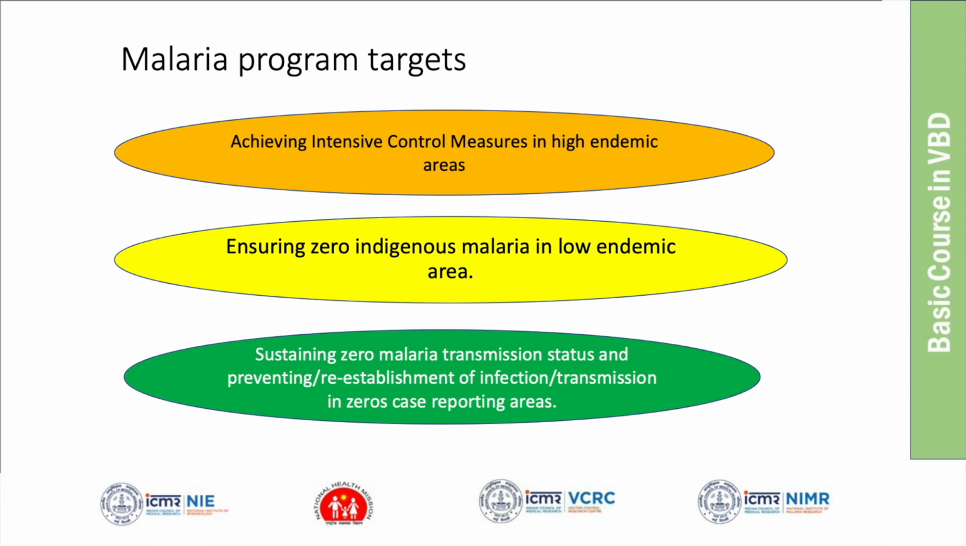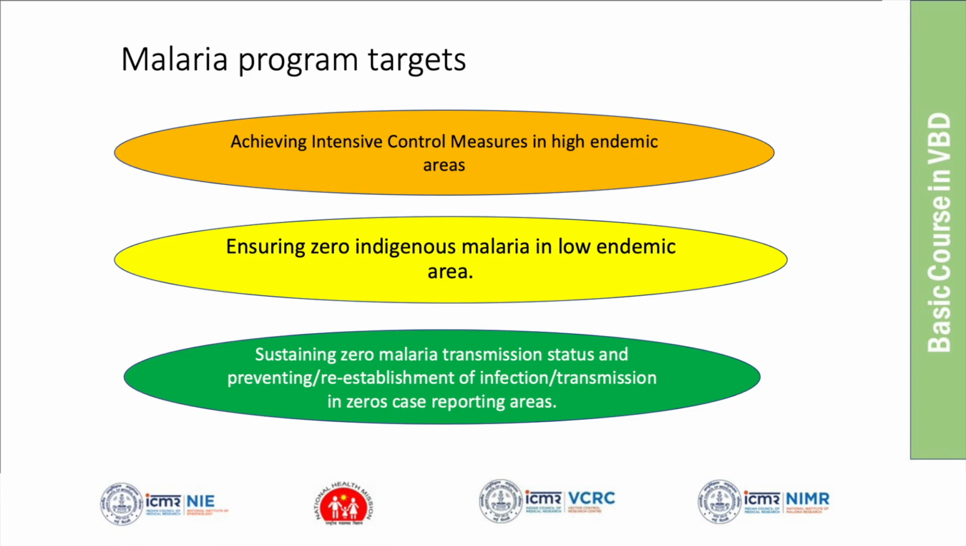The breeding site elimination, whatever we are doing a little bit here and there, has no meaning for a greater part. Yes, today we may eliminate some breeding sites by putting sand, etc. But what is that percentage? That is very small, so that is not really helping us now. The second target is ensuring zero indigenous malaria in low endemic areas. Zero indigenous malaria means no malaria from that region, and sustaining that is another target. And sustaining zero malaria in transmission status and preventing re-establishment of infection and transmission in zero case reporting areas.